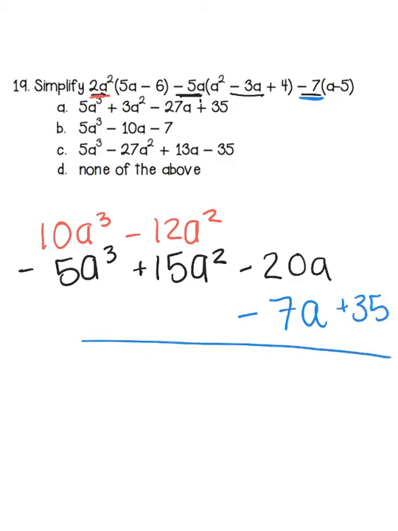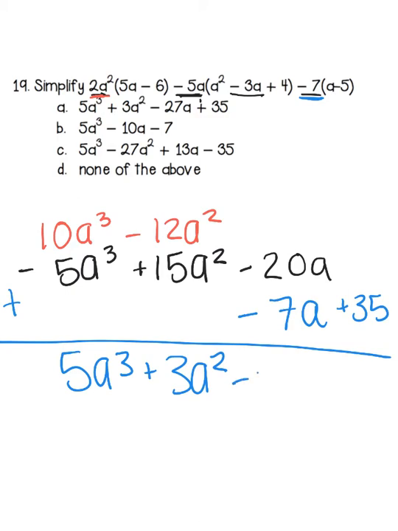Then I will combine my like terms vertically. 10a cubed minus 5a cubed is 5a cubed. Negative 12a squared plus 15a squared is a positive 3a squared. Negative 20a plus negative 7a is a negative 27a, and then plus 35, which leaves us with an answer of A.